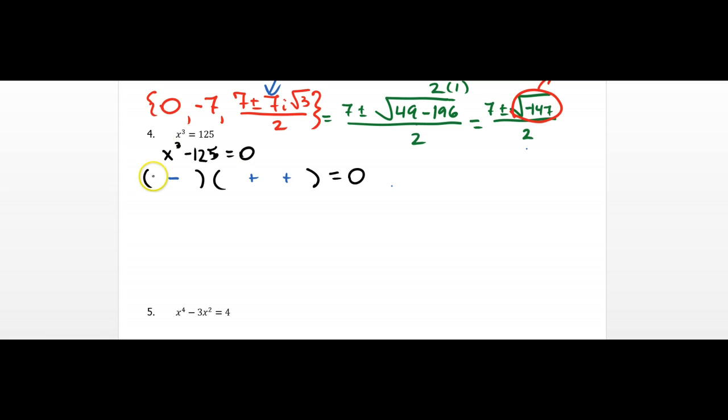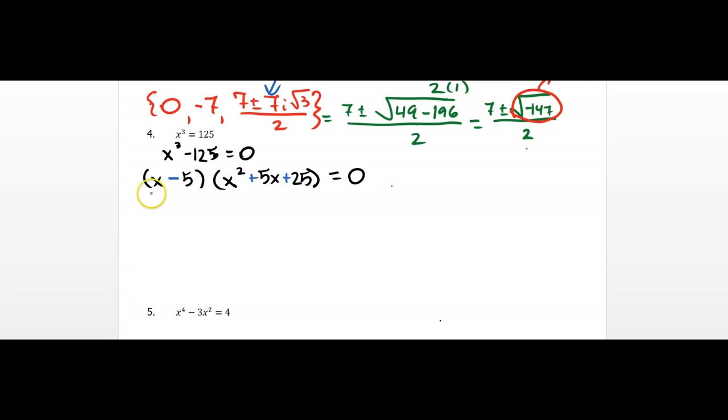The cube root of x cubed is just x, and the cube root of 125 is just 5. So I'm going to get an x minus 5 here for my binomial. My trinomial, x squared will be my first term. 5 squared is 25, will be my last term. My middle term will be x times 5, or 5x. Okay, so now let me show you again how this works.